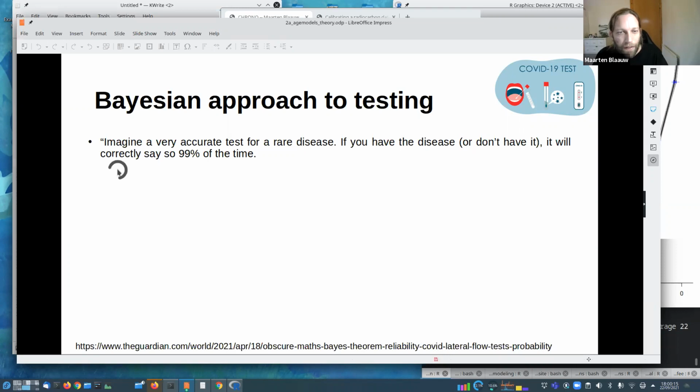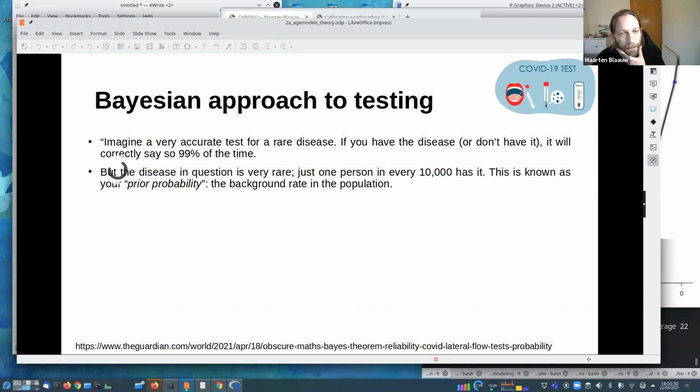So imagine a very accurate test for a rare disease. If you have a disease or don't have it, it will correctly say so 99% of the time. So it's very accurate, in both false and true. But the disease in question, I don't know which disease we're talking about, is very rare.